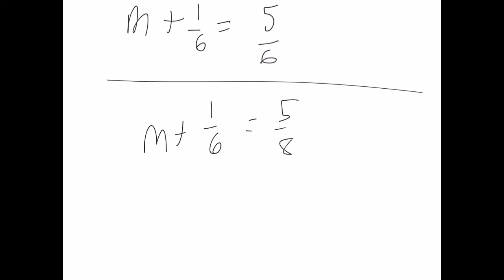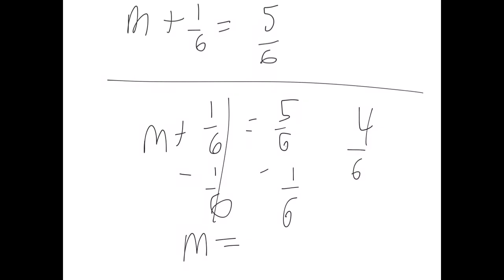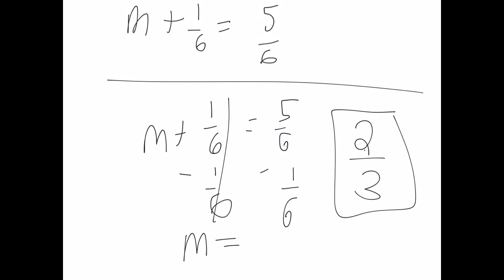Alright, so m plus 1/6, so you have to make it subtracting 1/6 on both sides. Alright, and then you cross those out because it's the same thing, so m equals 5/6 minus 1/6. So you would do 5 minus 1, and that equals 4, and then 4/6, and then that equals 2/3. So 2/3 would be your final answer.